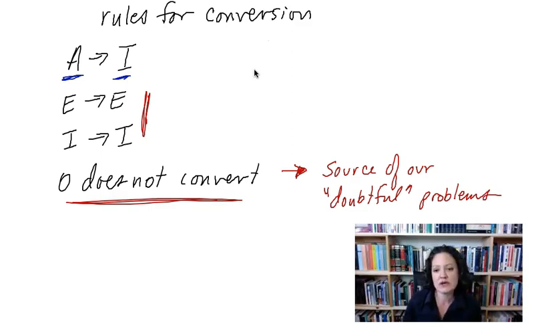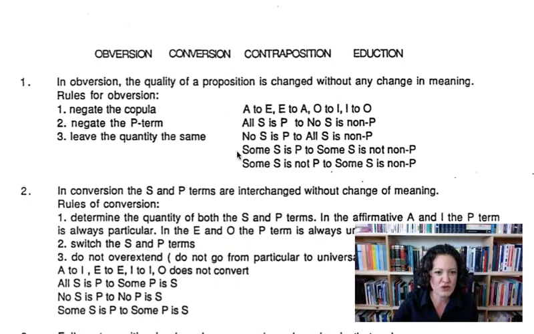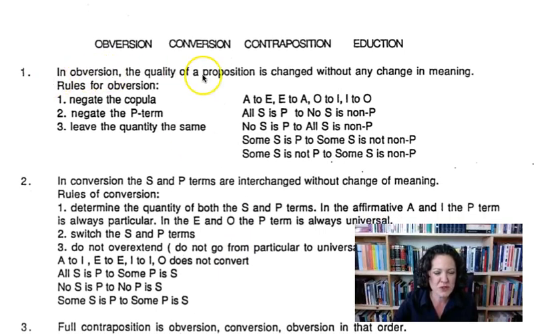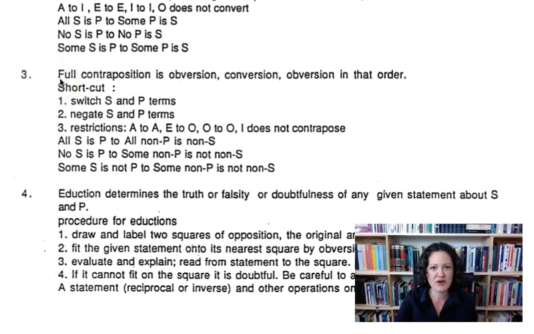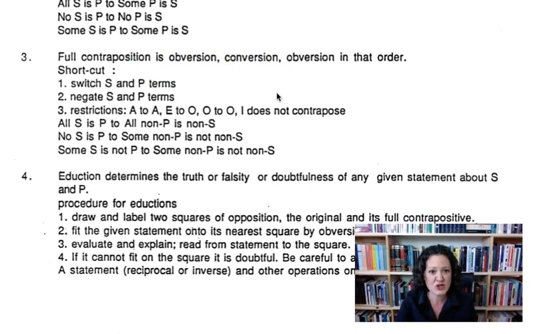Okay, so I will show you on the square what happens when we can't fit it. It's usually an O statement that's stuck. It can't be converted. All right, so what did we do just now? We went over the rules on this handout for obversion and for conversion. I'm going to suggest you just ignore number 3 for now, full contraposition. I will do it in our next lesson, I will show you what it is, but you don't have to do it because I'm going to show you a shortcut.